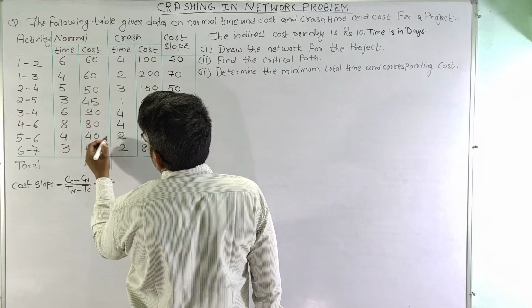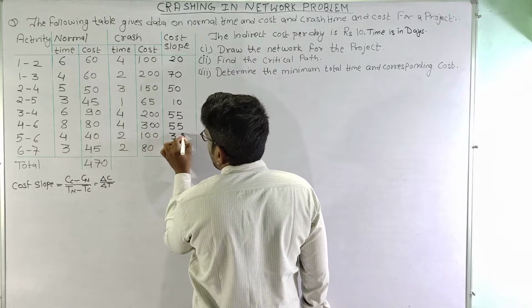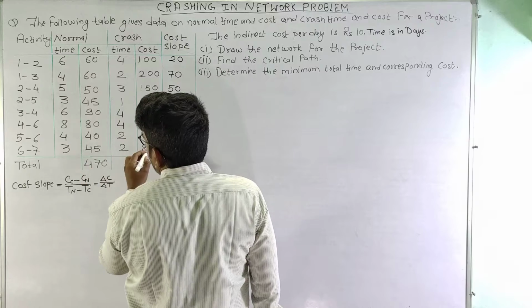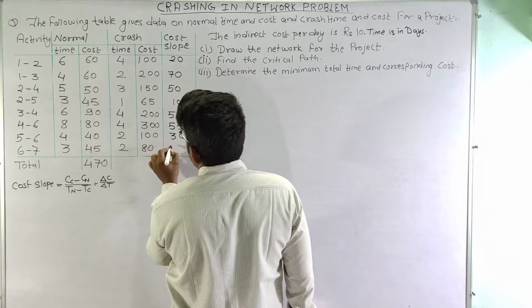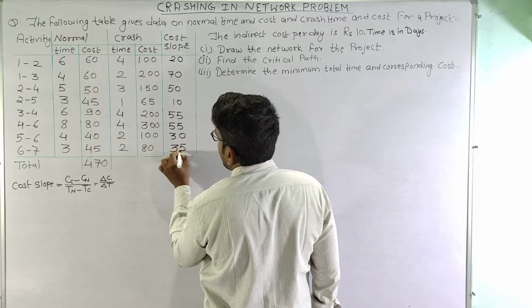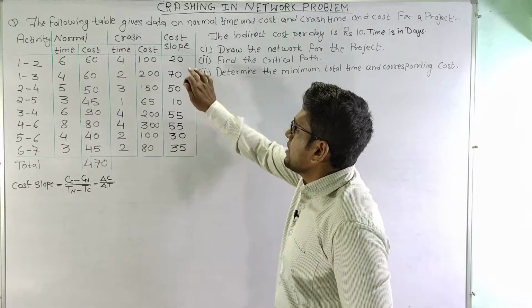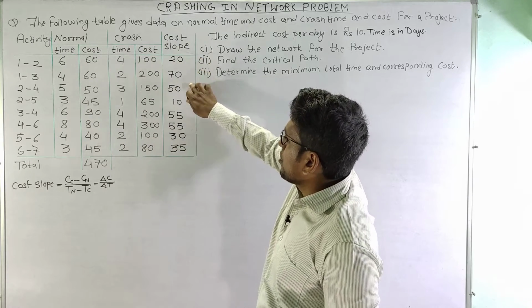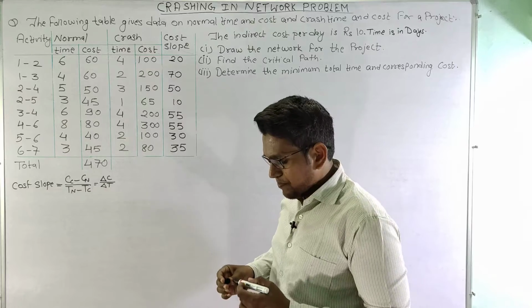This is 60 divided by 2. This will be 30 rupees per day. This is 35 divided by 1. So this will be 35 rupees per day. So we have calculated the cost slope for all the activities here.